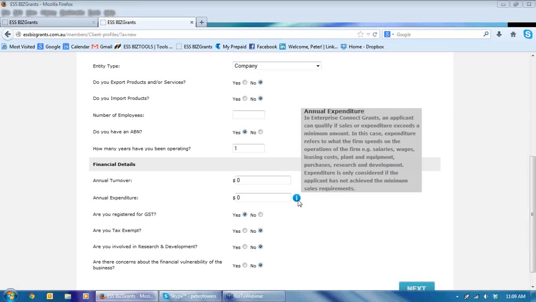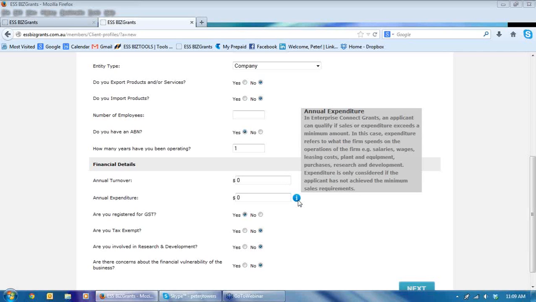So you could have a situation with a manufacturing business that's got virtually no turnover, indeed no turnover, but has spent more than $1.5 million in the year in activities such as research and development, pilot plant construction, patent attorney advice. That type of activity could make the business potentially eligible for an Enterprise Connect grant.